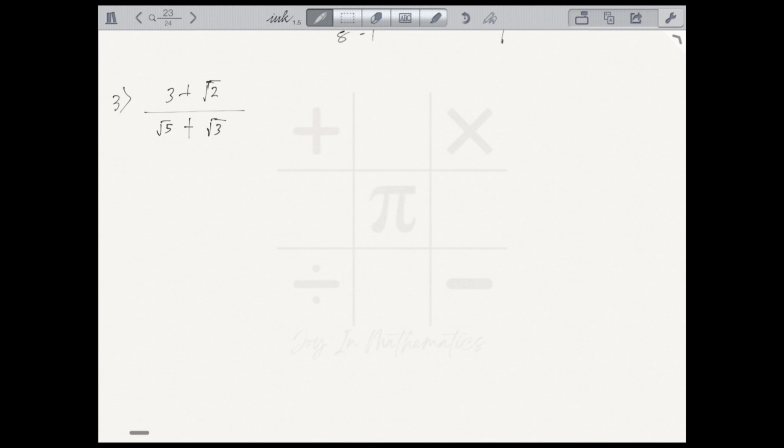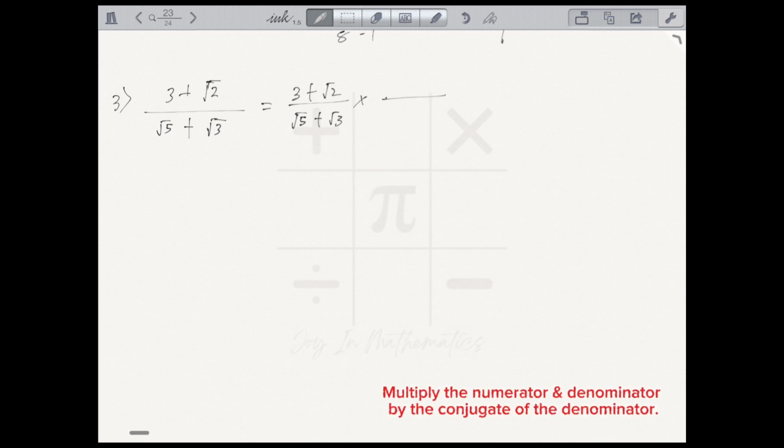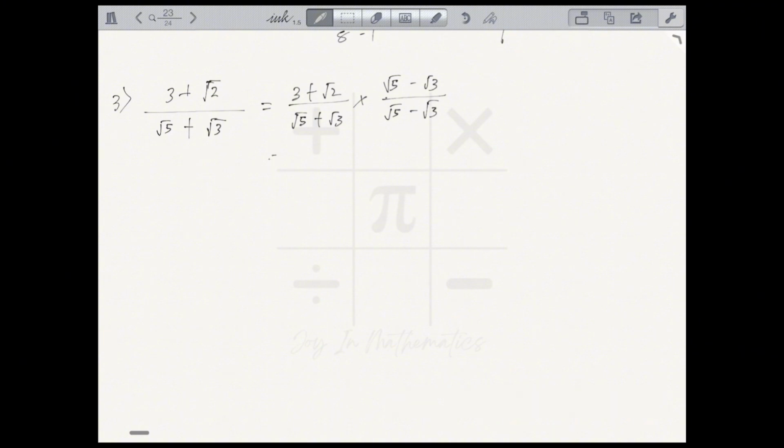3 plus root 2 divided by root 5 plus root 3. Now, just as we have done before, all we have to do is multiply the numerator and the denominator by the conjugate of the denominator. The conjugate of root 5 plus root 3 is root 5 minus root 3. So we multiply the numerator and denominator by root 5 minus root 3.